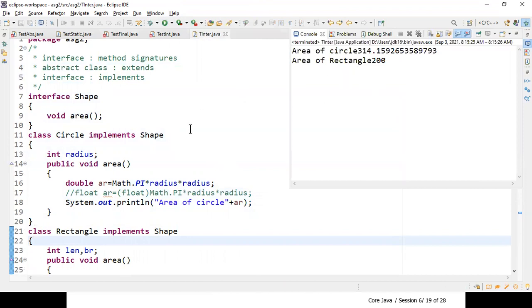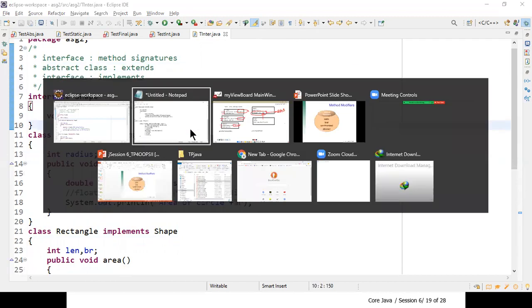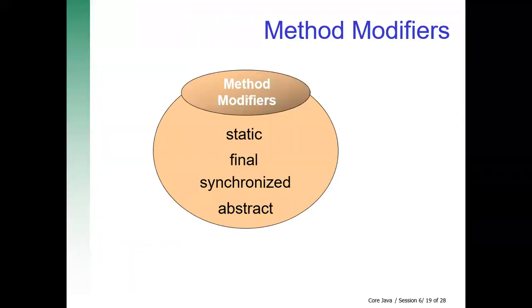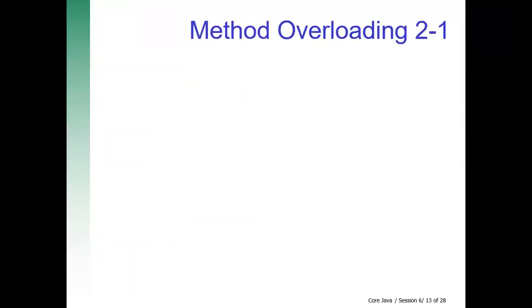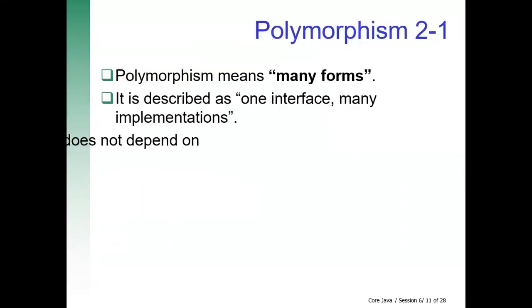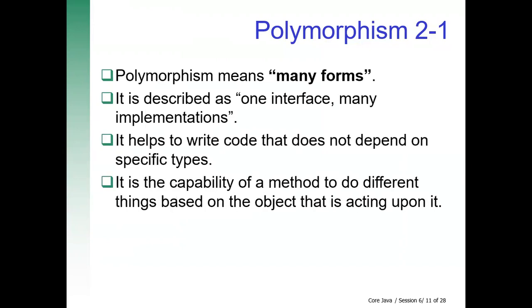Both are working. Now, let me explain something different. We have a concept called polymorphism. So what do you mean by polymorphism? Polymorphism is a concept where poly means more than one, so polymorphism means many forms. We have one object, and that object has different kinds of behaviors.